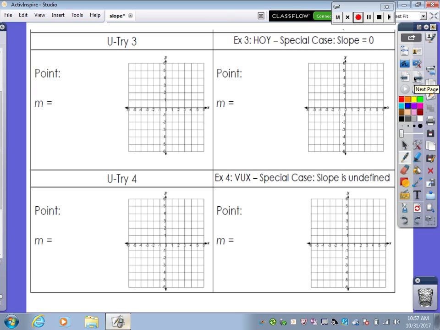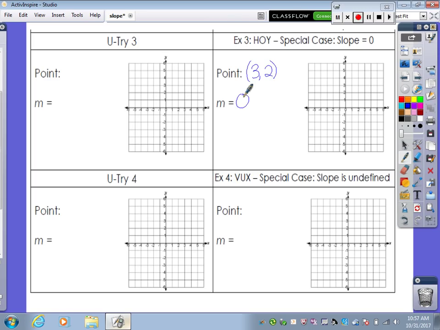For example 3, you can see it says HOY. That's not us being crazy. That's a good way to remember a horizontal and vertical line. So the HOY, the H is horizontal, O is for a 0 slope, and Y means it's a Y equals equation, which we'll get to another day. But for now, let's look at the point 3, 2 with a slope of 0.